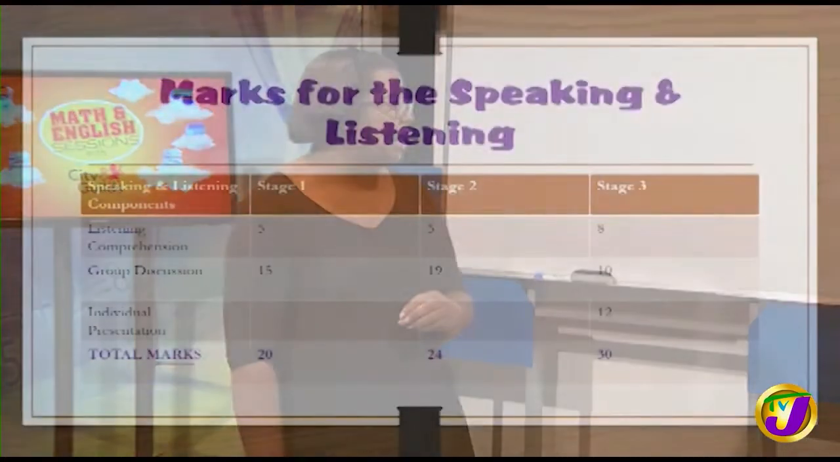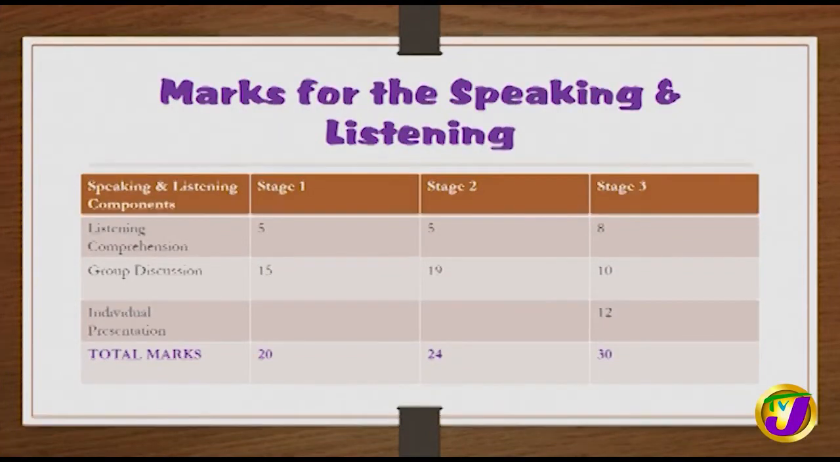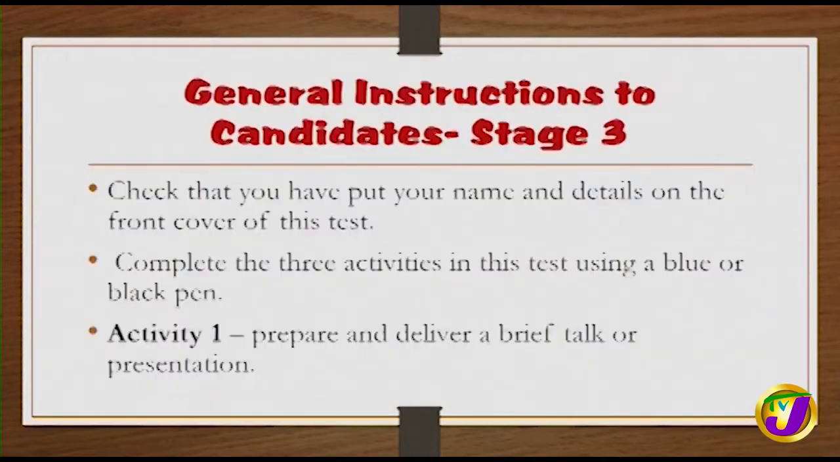So here's a table representing that information. So we're seeing clearly that the listening comprehension for stage 1 values 5 marks and the group discussion 15. So overall, you earn 20 marks for your speaking and listening task. At stage 2, the listening comprehension values 5 marks, the group discussion values 19 marks, so your overall marks will be 24. And at stage 3, you have 3 things to do. So you have your listening comprehension that values 8 marks, your group discussion that values 10 marks, and you have an individual presentation to do that values all of 12 marks. So your total is 30 marks. Please keep that in mind.